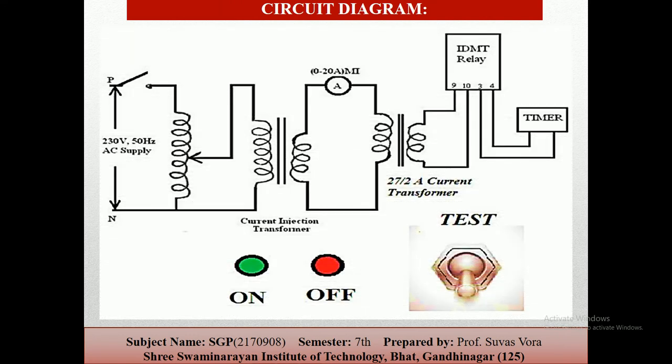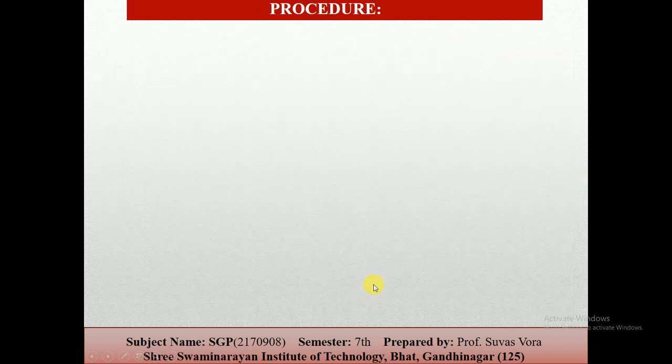Now let us discuss the circuit diagram. So this is the basic circuit diagram of the system. In this system you can see that our system is connected with the AC supply 230 volt, through the current injection transformer यानी कि टैपिंग ट्रांसफॉर्मर है. The secondary side is also connected with the current transformer, the IDMT relay, timers and on and off switch.